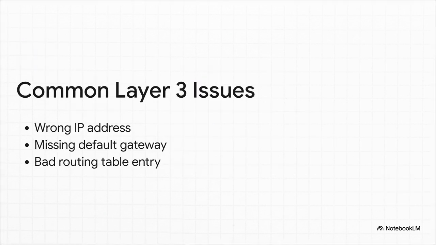So the problems at this layer are more like big logistical headaches. You know, the package has the completely wrong zip code on it. That's basically a wrong IP address. Or maybe your local post office has no idea how to send mail outside of your town. That's what we call a missing default gateway. Without that gateway, your data is just stuck. It has no idea how to even begin its journey out onto the internet.